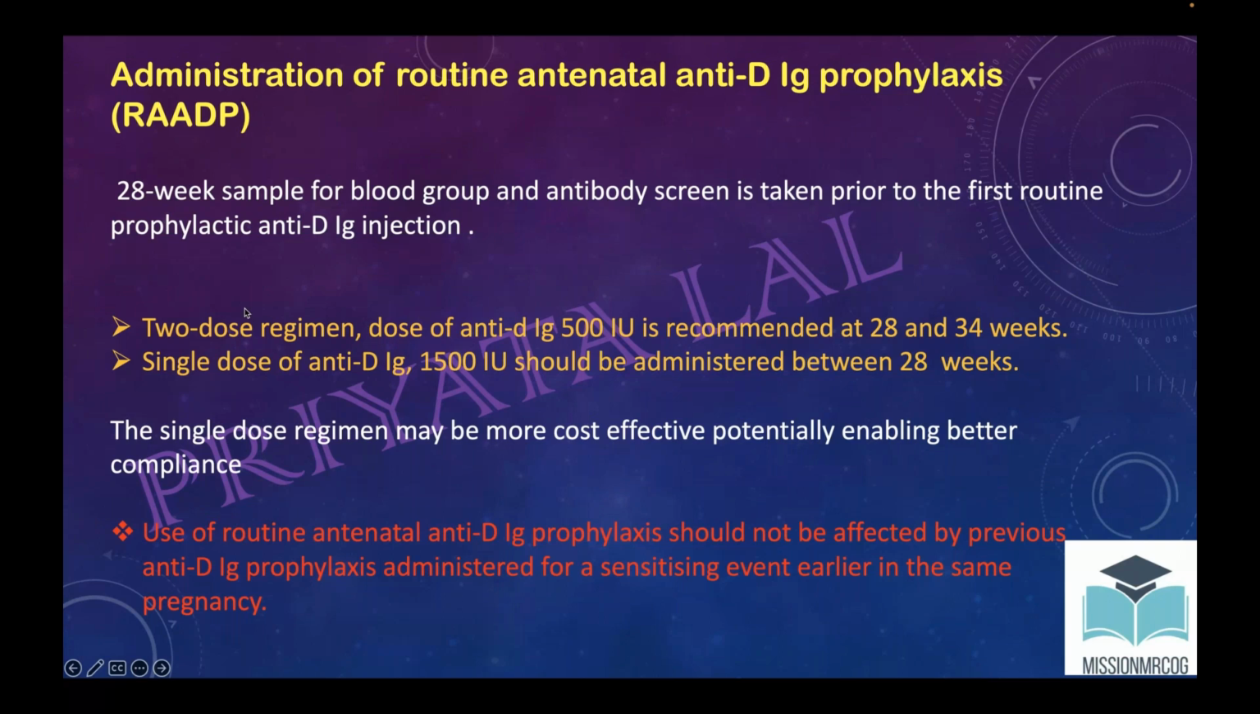In the two dose regime, 500 international unit of NTD is given at 28 weeks and 500 will be given at 34 weeks. What is the second regime? In the second regime, a single dose of 1500 international unit is given anywhere in between 28 to 34 weeks of pregnancy. Now, if we look at patient compliance, usually considering giving a single dose would be more cost effective, because we understand that the patient doesn't want to come 2 times. So the single dose regime would be cost effective.